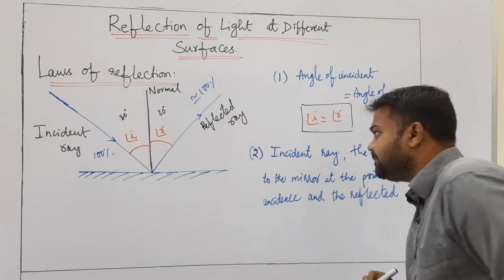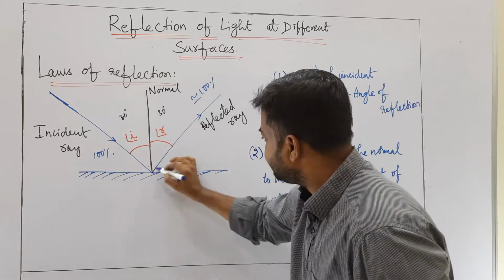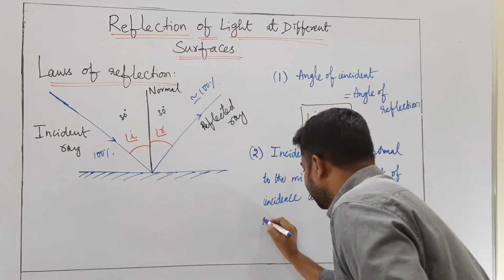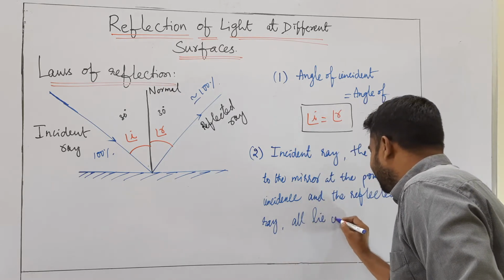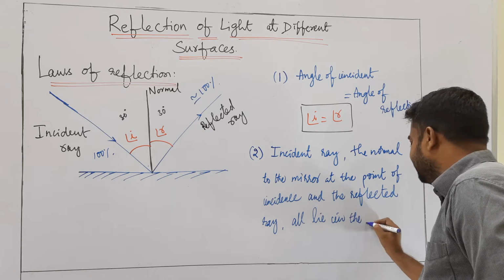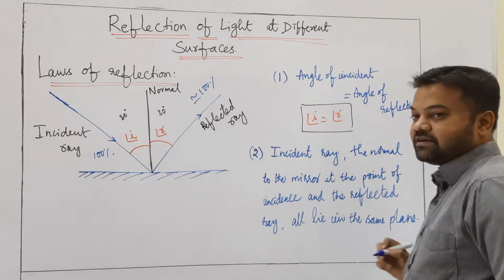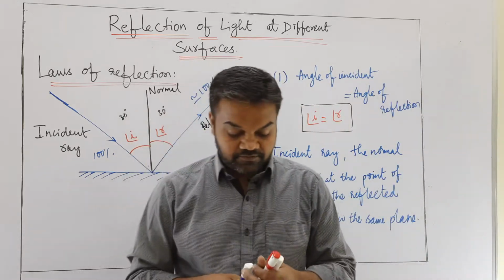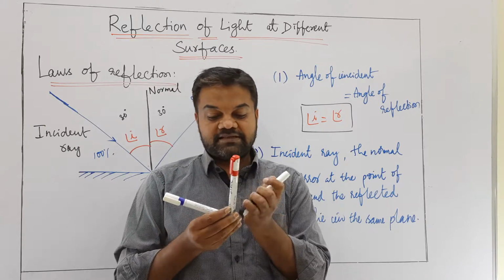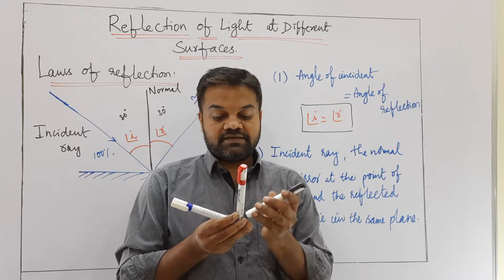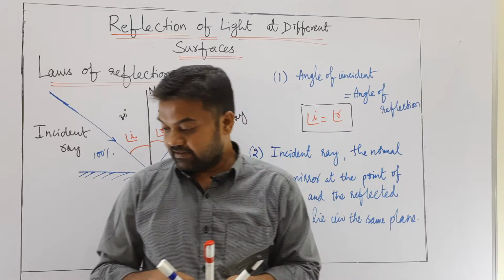Have you seen these three? Incident ray, normal at the point of incidence, and reflected ray all lie in the same plane. This is what we have as the laws of reflection. Suppose here we have the incident ray, this is the normal, and this one is the reflected ray. Like this, these three are lying in the same plane.